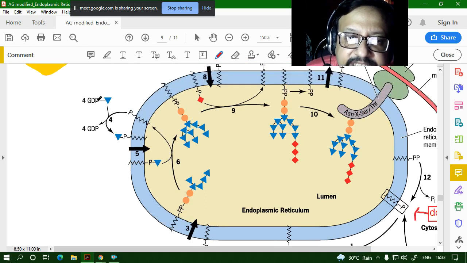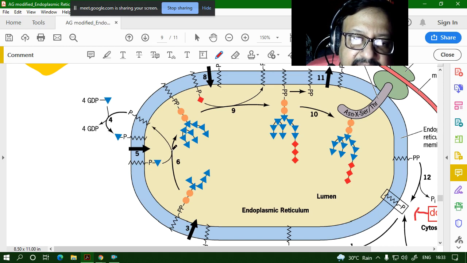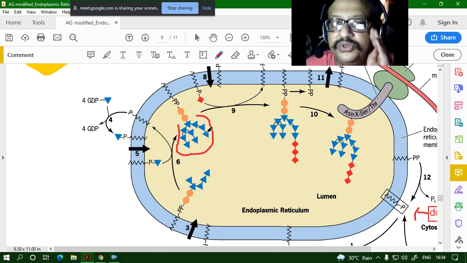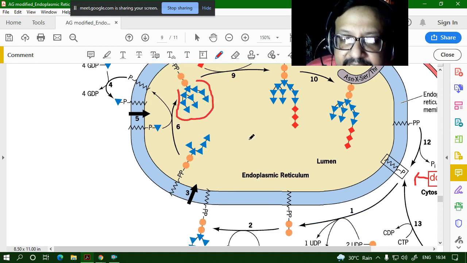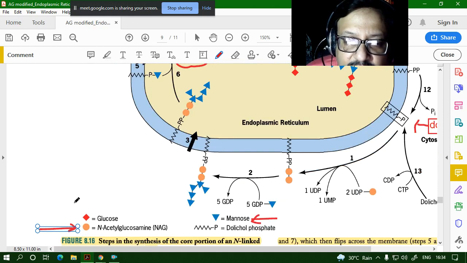What happens? 4 GDP mannose, it attaches to a dolichol, and this empty one is attached like this to this. It attaches and it transfers more mannose molecules to this. So more mannose, 5 mannose was added to that, another 4 mannose molecules, this blue, are added. So total you have 9 mannose added. Now what is the red one? Red is a glucose molecule.